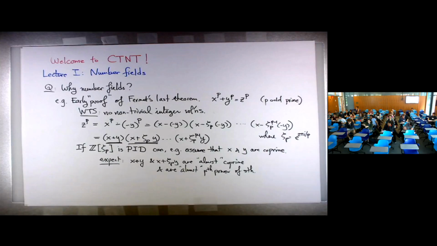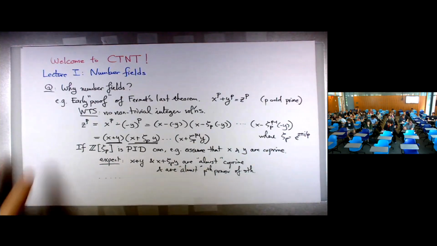That's something very rare to happen. If you have two numbers whose sum is a p-th power, and then x plus zeta p y is also a p-th power, that rarely happens. So you can exploit that fact to show that there's no solution. Of course there's a lot of work to be done after that, but this gives you a way to approach the problem.